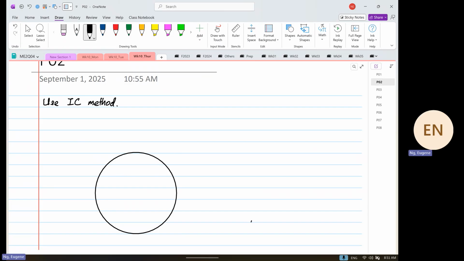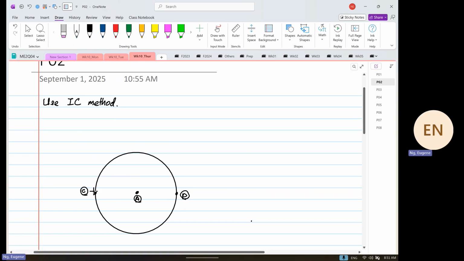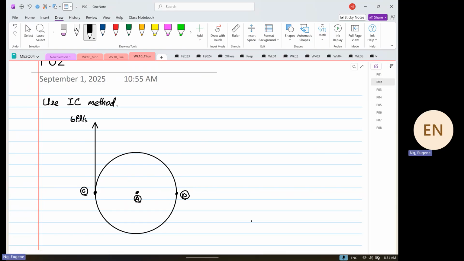So this is our point C. Over here is our point A, and over here this is our point D. We are aware that we have a velocity over here going up at 6, so 2, 4, 6. This is going at 6 feet per second. And then another one is coming down, going down at 2 feet per second.